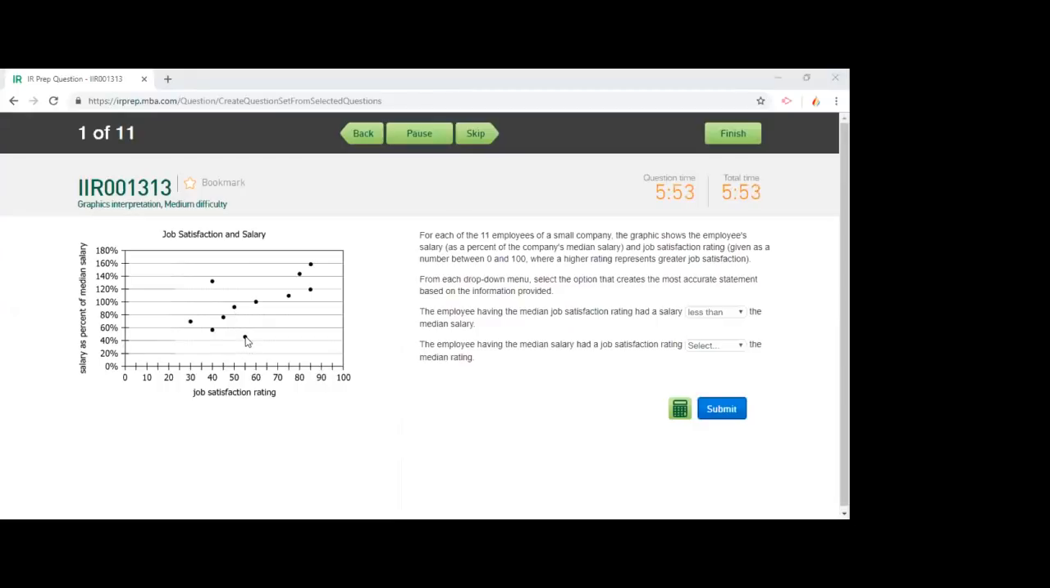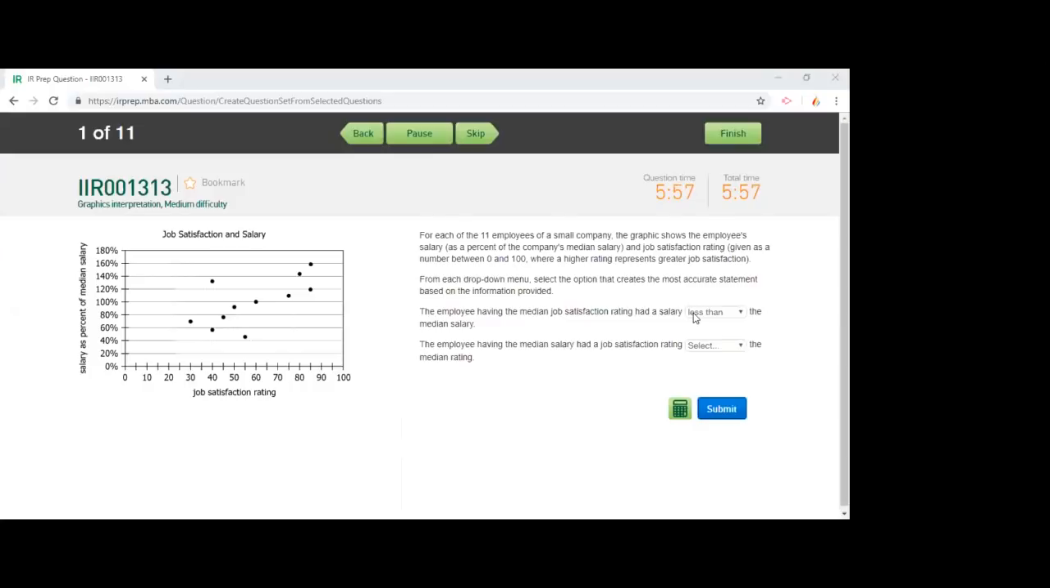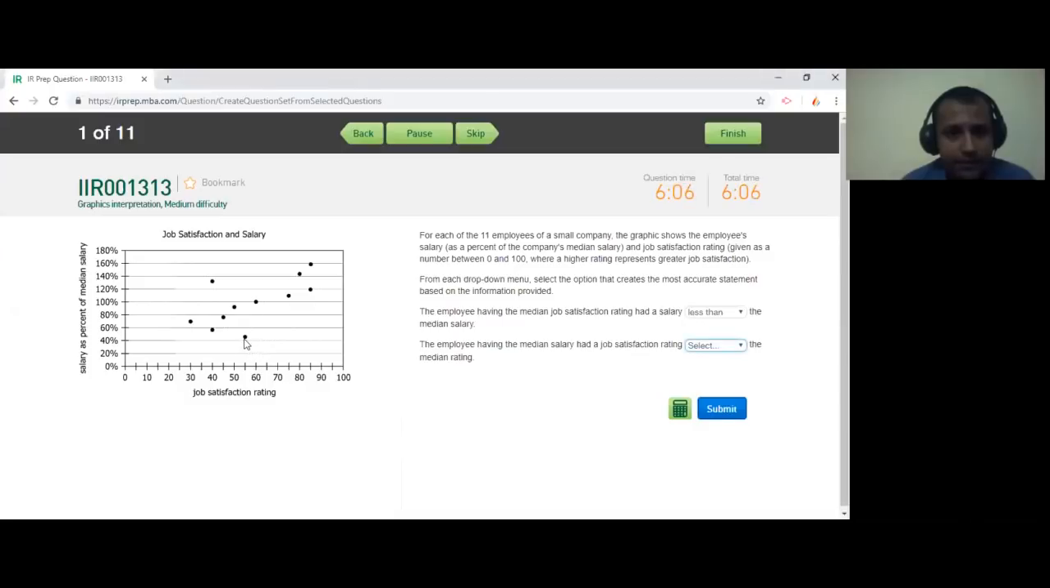at 55. So for the sixth one, his job satisfaction rating is 55, but his salary is 40% of the median salary. So on the vertical line, we see salary as percentage, and that is a little over 40, maybe 43, something like that. So it is definitely less than. For the second part, let's move on.